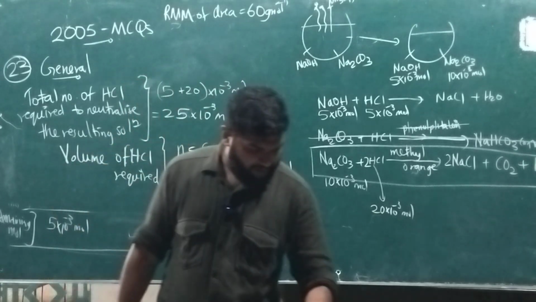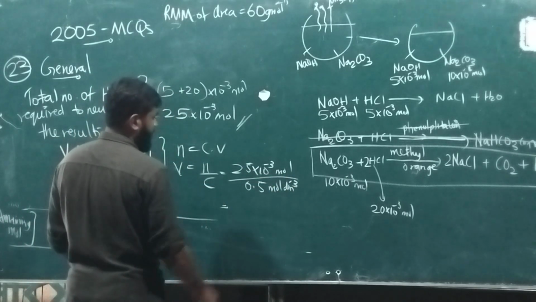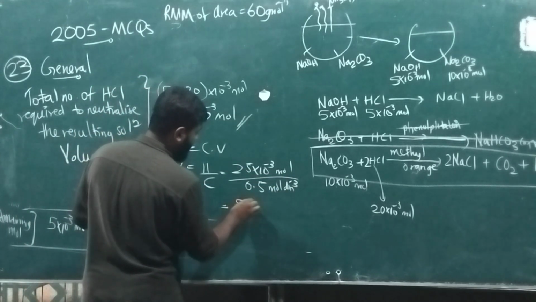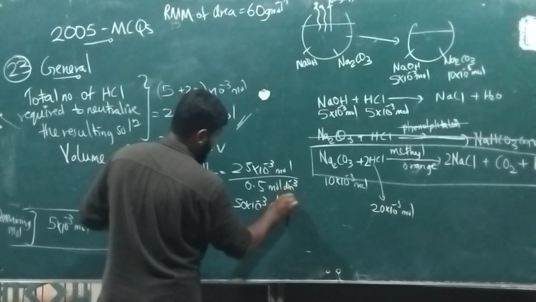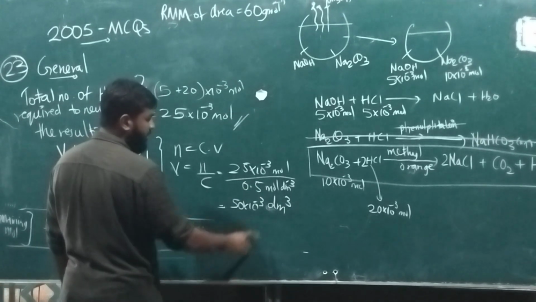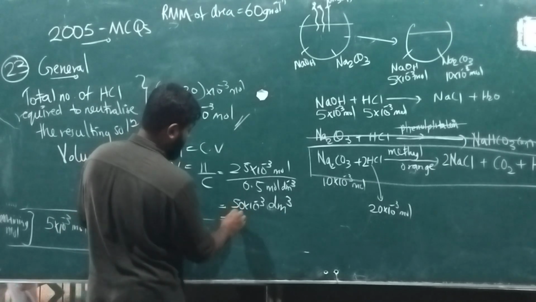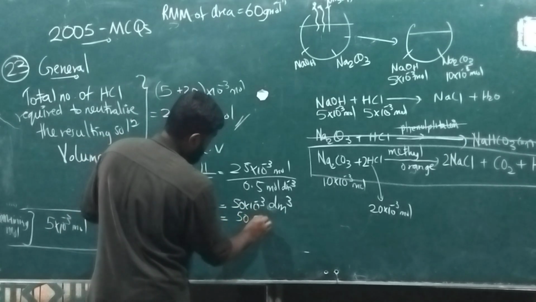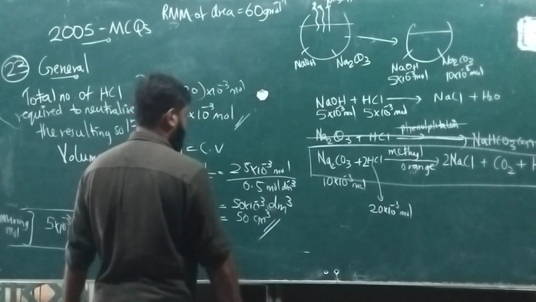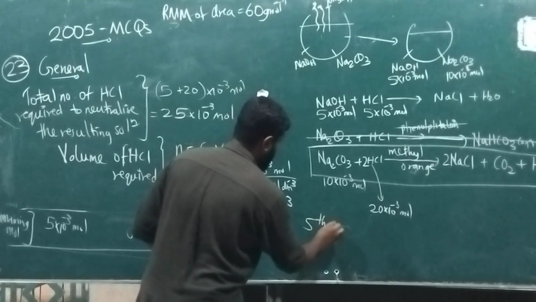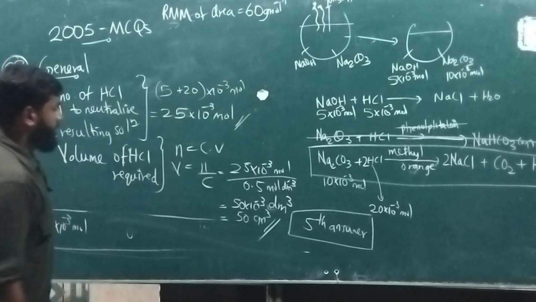Now check the answers. They have given all in centimeter cubes, and we have decimeter cube. So by simplification, we'll get 50 into 10 to the power minus 3 decimeter cube. If you multiply this by 1000, you will get centimeter cube, so you will get 50 centimeter cube, which is the fifth answer here. Fifth answer is the answer over here.